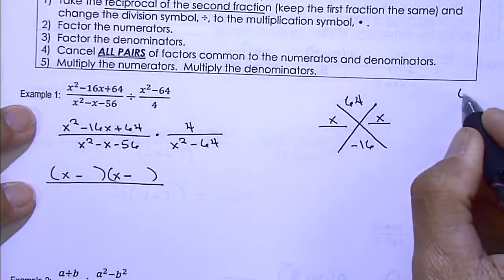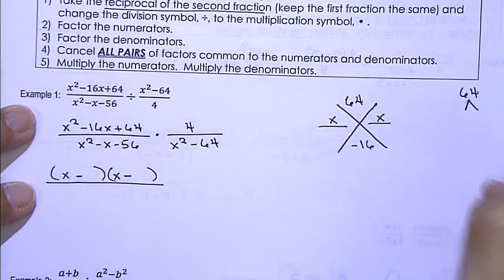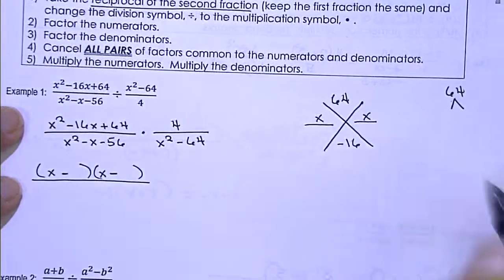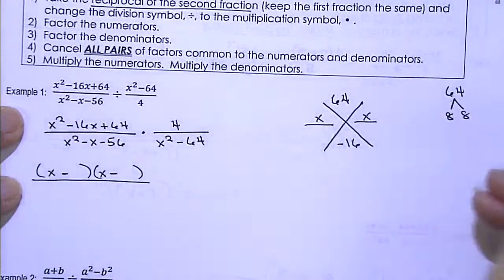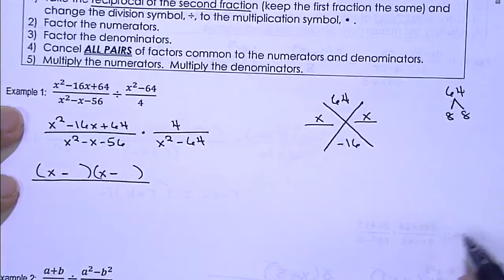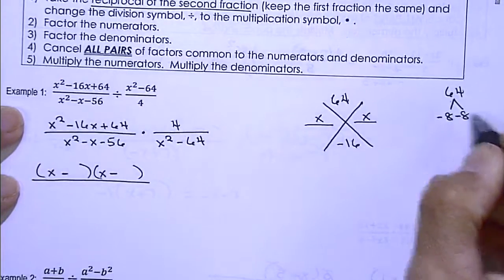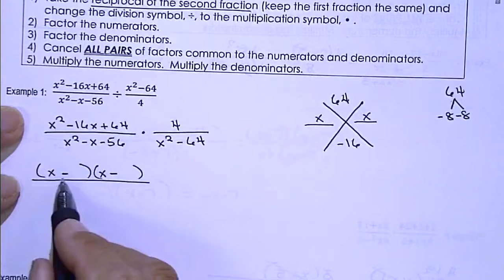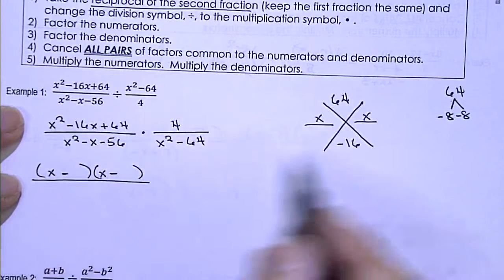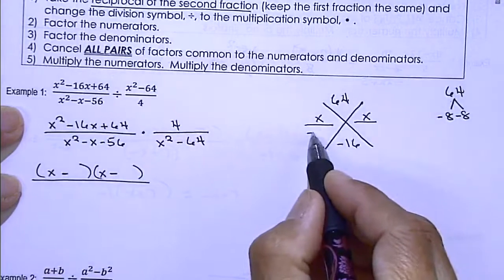You can say, what factors of 64 would give me negative 16? And hopefully you would recognize without going through the list that it's 8 and 8, right? What's it going to be? Well, it has to be negative 8, doesn't it? We know that. We have our operations already set. We know it has to sum to a negative 16.